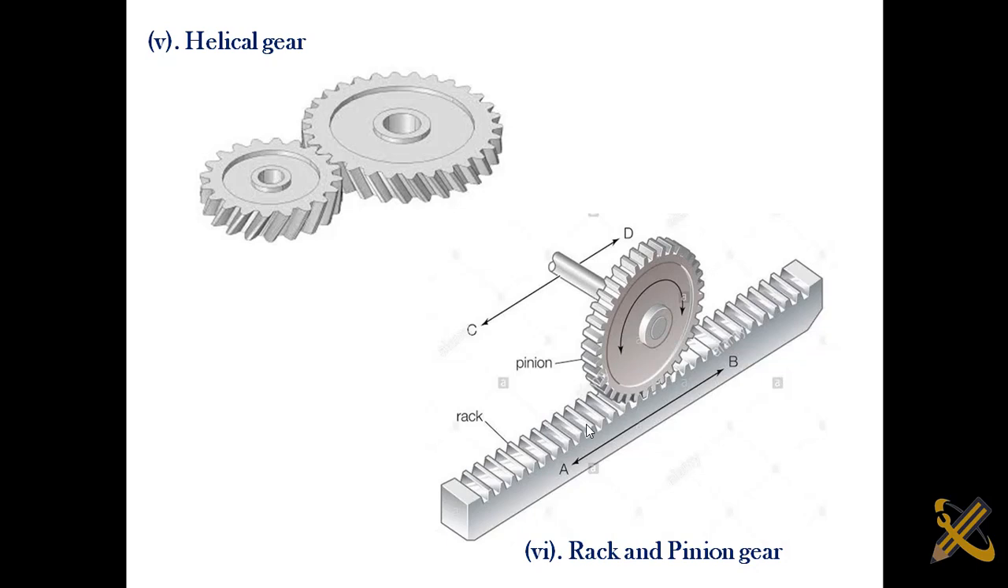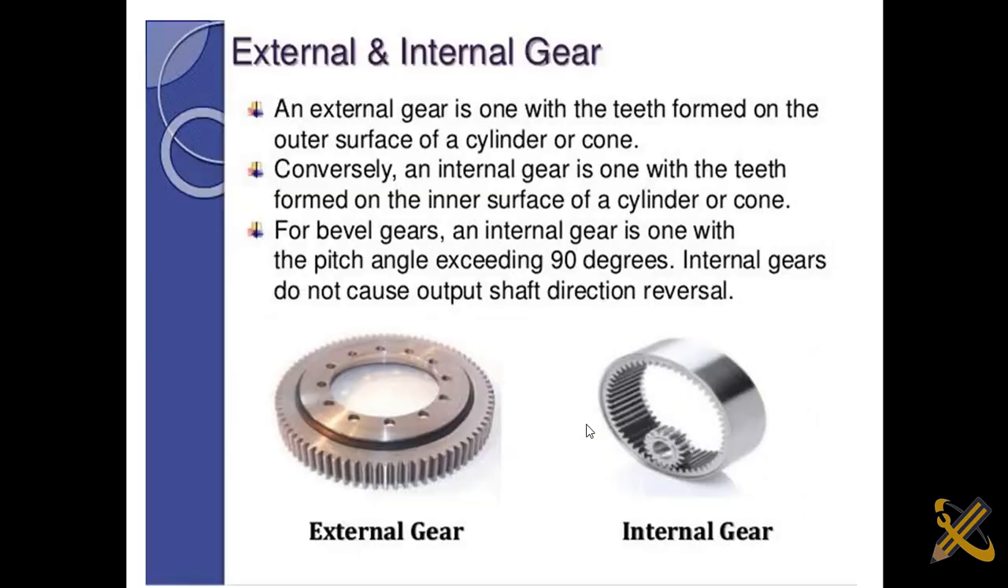So a rack and pinion gear is actually used there, majorly for car window glasses. All right, so a rack and pinion gear is majorly used there. Then we also have the external and internal gear. All right, so those are the pictures.